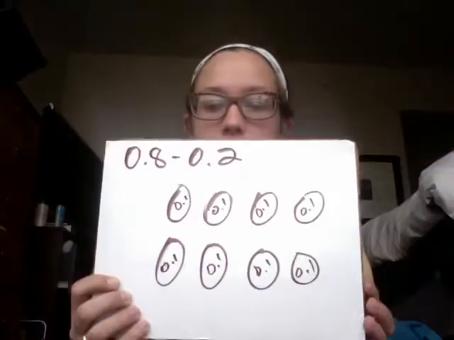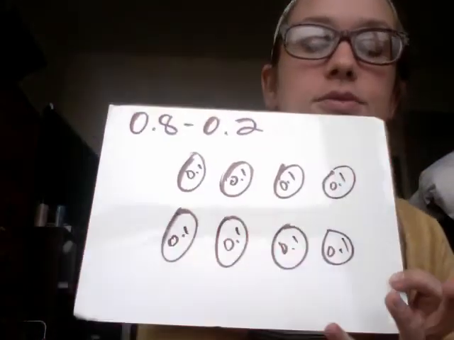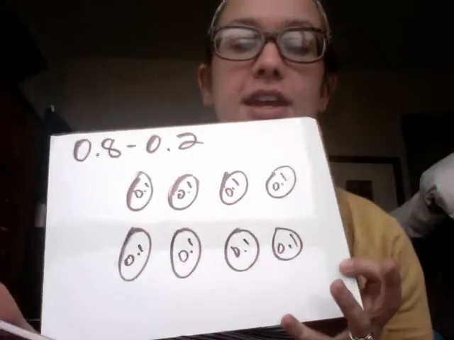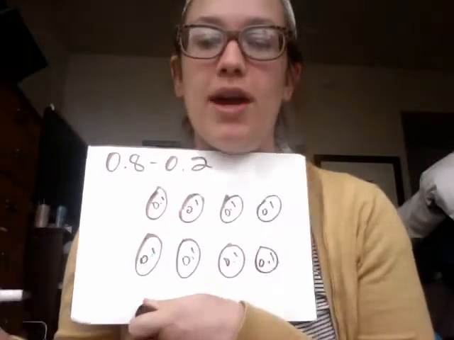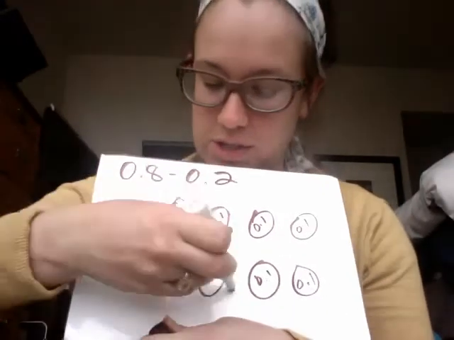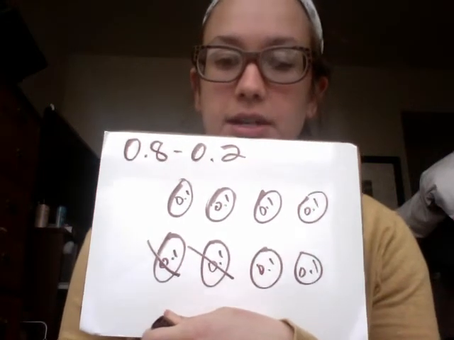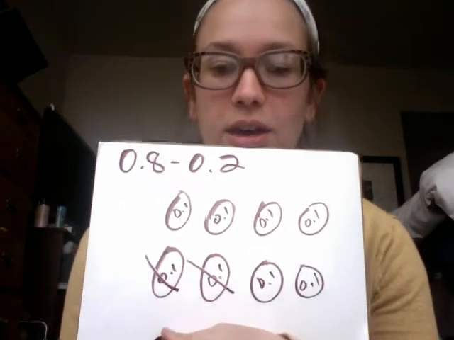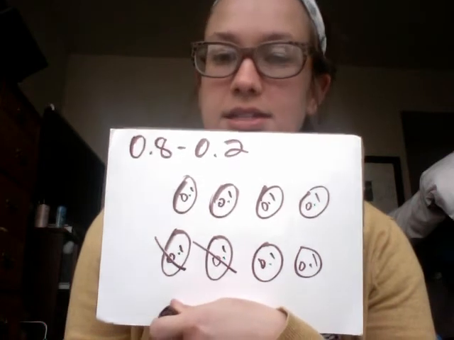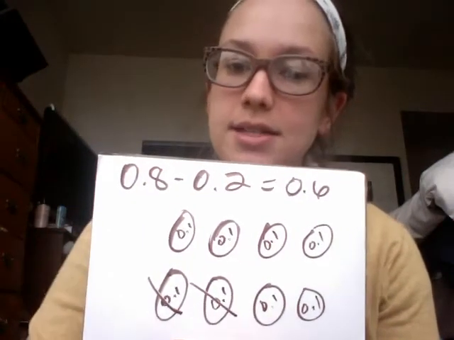So here I drew out, let me find my marker, I drew out 8 tenths, right? 1, 2, 3, 4, 5, 6, 7, 8. We're going to subtract 2 tenths from our 8 tenths. Well, that's simple, right? You can probably do this in your head. I'm just going to scratch out 2 of them. And now how many tenths do we have? 1, 2, 3, 4, 5, 6. Makes sense, right? Because what's 8 minus 2? 6. So here we have 8 tenths minus 2 tenths is 6 tenths, right? And we would write that like this, 0.6. Makes sense.